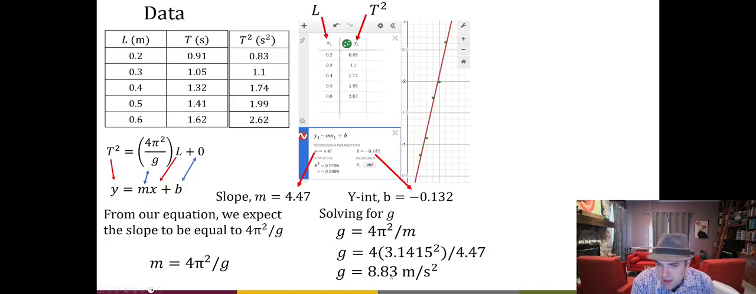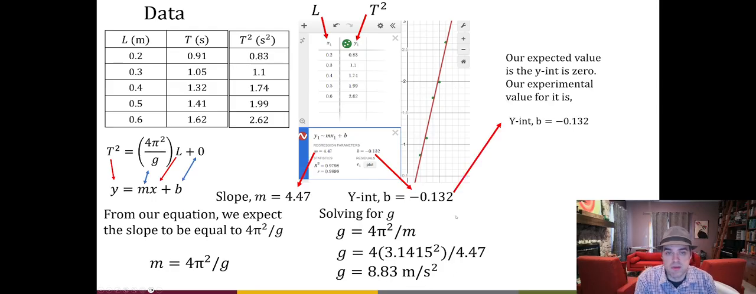Now, this isn't the 9.8 that we expected, and that's fine, because in the simulation, we're going to be manually using a stopwatch to calculate the period of the pendulum. And because of that, there's uncertainty involved, and that uncertainty is going to give us a different value than the expected value that other experimenters have gotten, and that's fine.